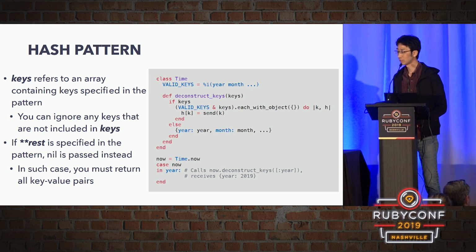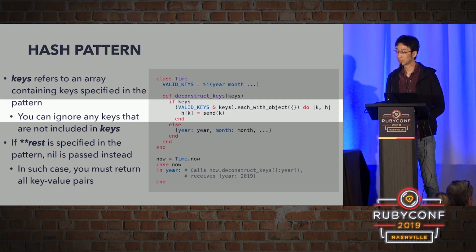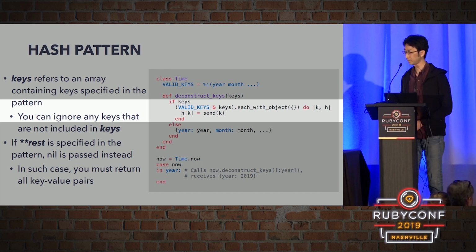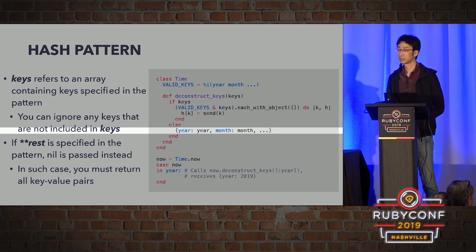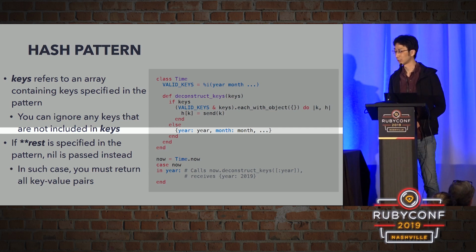So let's review the improved version of deconstruct_keys. First, valid keys is defined. And then, if keys is an array, extract valid keys from the keys argument and create a hash that only includes those keys. And if keys is nil, return the whole hash object.